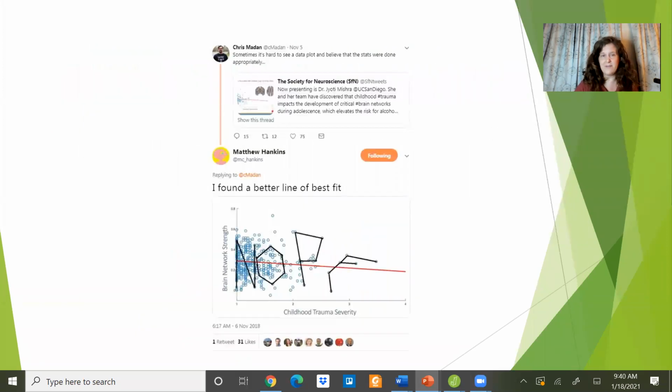This is a joke from Twitter, nerd funny. Chris Madison says, sometimes it's hard to see a data plot and believe that the stats were done appropriately. You can kind of squint and see the scatter plot where they found a regression line in this data and it didn't look that great. Then someone else claimed to find the regression line and they wrote "nope" as the regression line, because this looks like a big random distribution of data and this red line doesn't really seem to predict it very well.